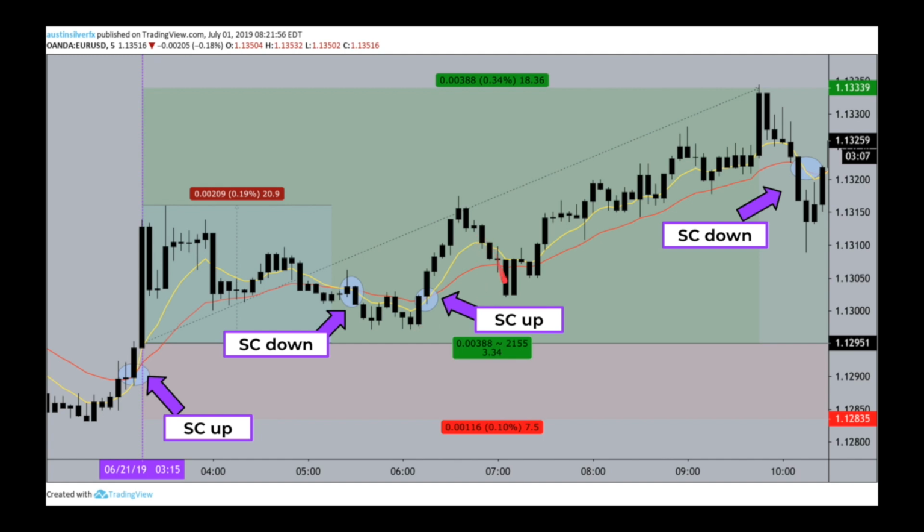And notice, even in this pullback, it's one candle it breaks, comes right back above. One candle it breaks, comes right back above. So you never want to just jump out of trades when you have the 4-hour, 1-hour, and daily time frames all telling you the same direction.